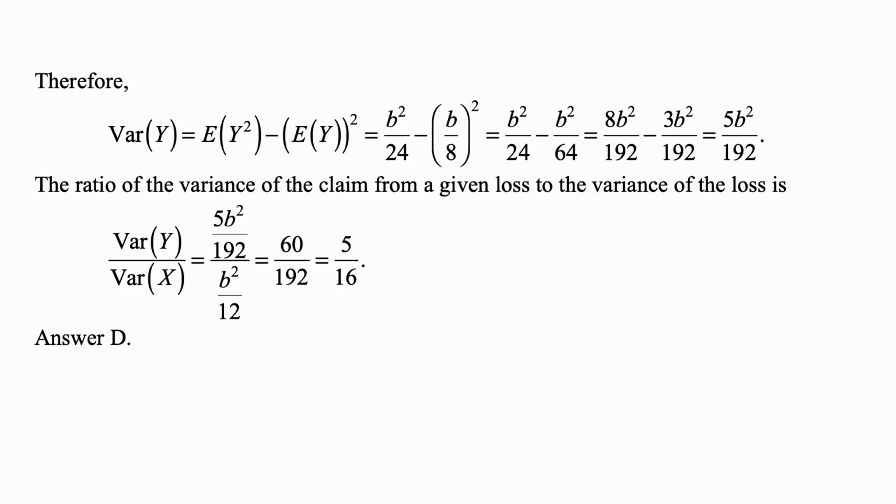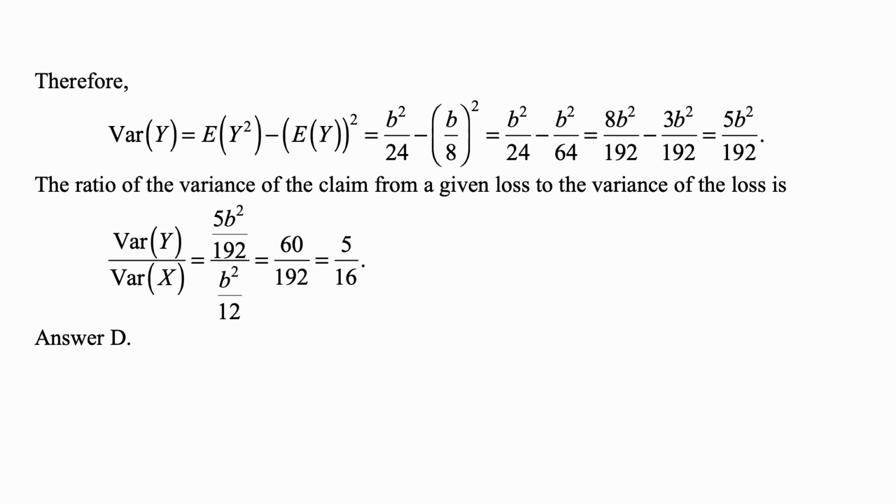And therefore the variance of y is equal to the second moment of y minus the square of the first moment, which is b squared over 24 minus b over 8 squared. So that's b squared over 24 minus b squared over 64, which is 8b squared over 192 minus 3b squared over 192, and that's equal to 5b squared over 192.